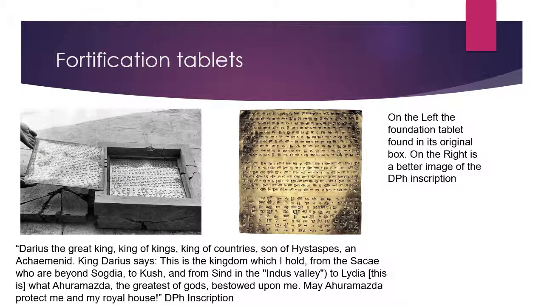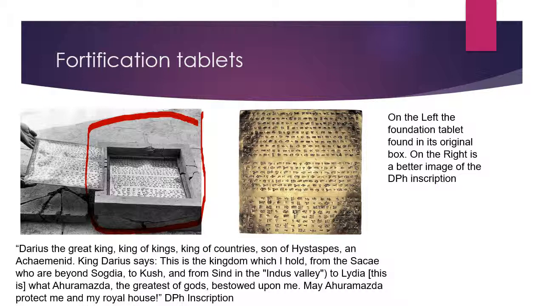So foundation tablets of gold and silver were found in two deposition boxes in the foundation of the palace. So I've got a picture here. You can see the tablet found in its original box, and then the one on the right is a closer look at the inscription. So they contain an inscription by Darius in Old Persian cuneiform, which describes the extent of his empire in broad geographical terms, and it's known as the DPh inscription, and it reads, Darius the Great King, King of Kings, King of Countries, son of Hystaspes and Achaemenid.